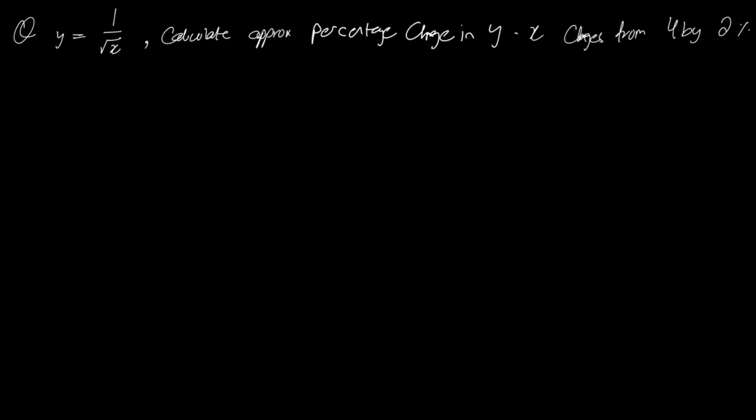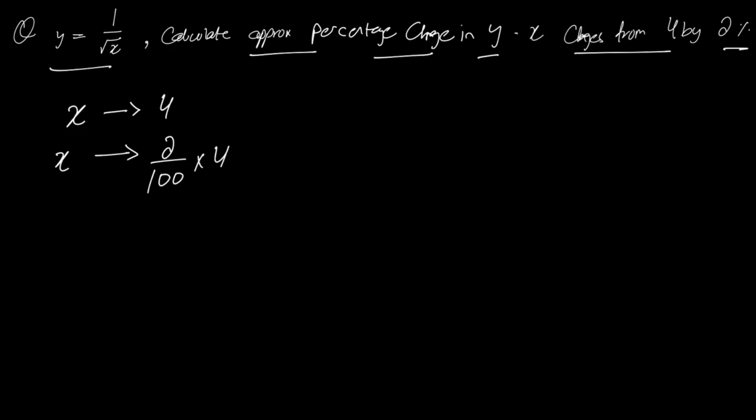Okay, so in this question we've been given an equation relating the two variables. We've been asked to find the approximate percentage change in y, and we've been given that x changes from 4 by 2%, so it increases by 2%. First of all, let's find the original value of x, which is 4. Now the increase in x is 2% of x, so 2 upon 100 into 4. This is actually the small change of x, which will be 0.08.